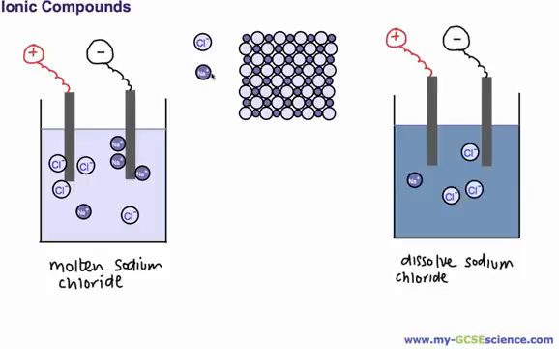And remember, this is applicable to all giant ionic lattice structures. The one they give in the specification is sodium chloride, and they say that's the only one you really need to know about, but it's equally applicable to other compounds. But in a similar way, the ions, because they are free to move around, are able to go from one electrode to another and therefore carry a current.